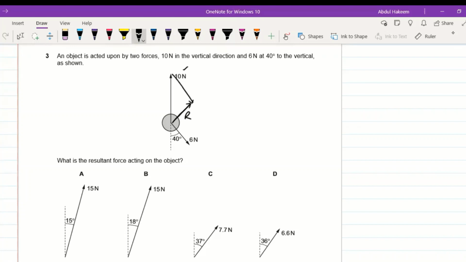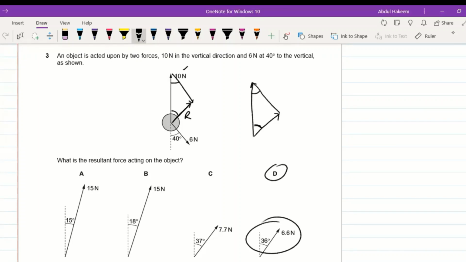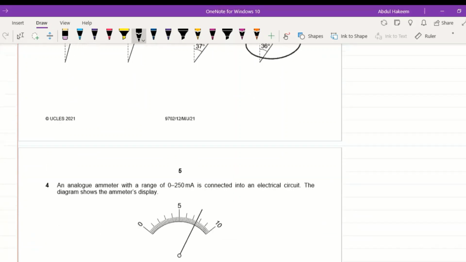And then we have to measure this angle. You have to draw it with a scale. First take the scale, 1 centimeter, 1 Newton, a 10 centimeter long line. And then this angle is 40 degrees. So place the protractor here, draw here a 6 centimeter line, then join, this is the resultant, and then measure the angle with the protractor. So you will get the answer this one. But do it with a scale and protractor.